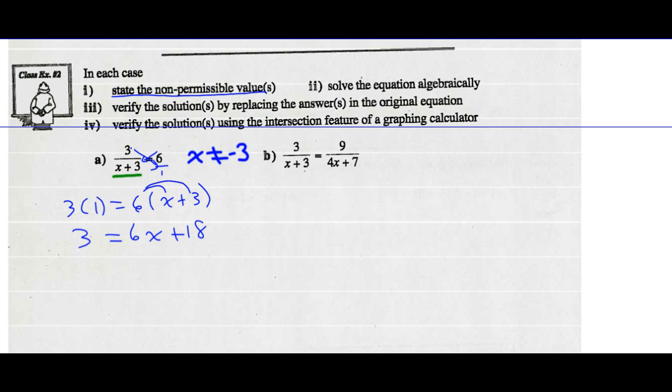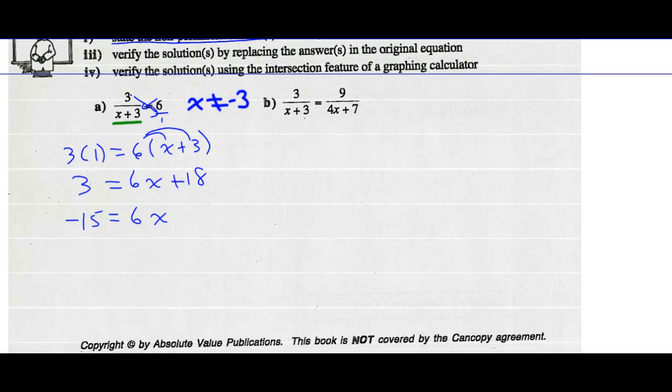Solve this equation by subtracting 18 from both sides. So 3 minus 18 is minus 15. That equals 6x. And divide both sides by 6. And we get x equals -15 over 6, or -5 over 2. All right. So that's our solution for x. We should now verify this by substituting that back into the original equation. So let's do a verification. Sometimes we call that a check. So let's do a quick check.